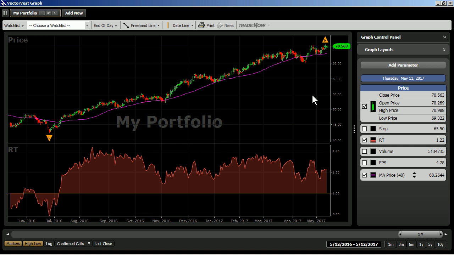Relative timing has practically been above 1 for the majority of the year. We're looking at about 10 months or so. Price of the portfolio has remained above its 40-day moving average for most of the year as well. So it looks great. You can view the watch list average. Again, it looks very similar to what your portfolio equity curve would look like.